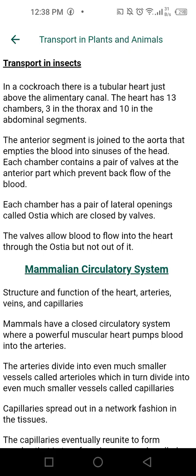Each chamber has a pair of lateral openings called ostia which are closed by valves. The valves allow blood to flow into the heart through the ostia but not out of it. Mammalian circulatory system.